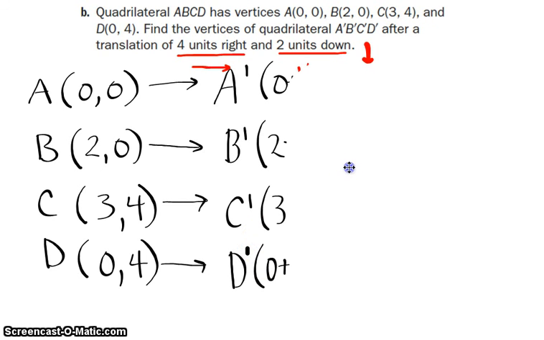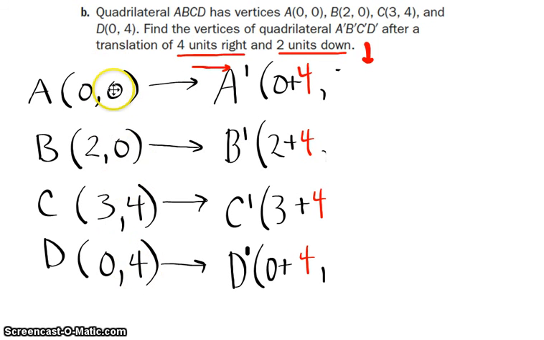Here are our x values, 0, 2, 3, and 0. Now, we're dealing with x's, so we're going left and right. 4 units to the right, we're going to add 4. So I'm going to take my x values and add 4 to them, because we're going 4 units to the right. That's a positive.